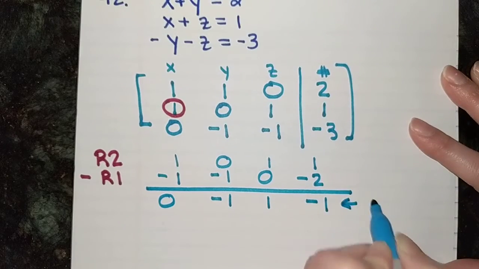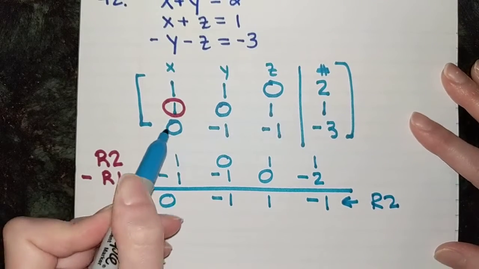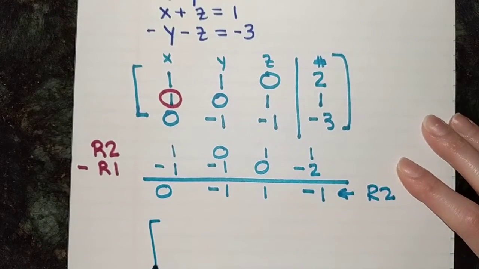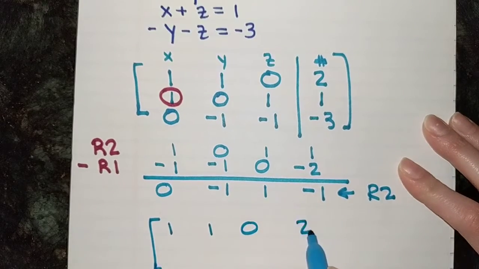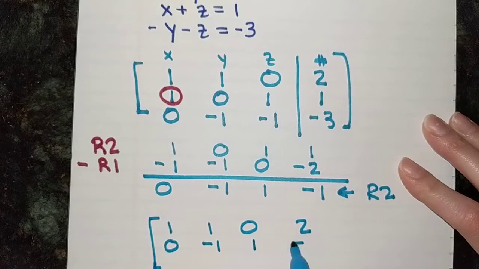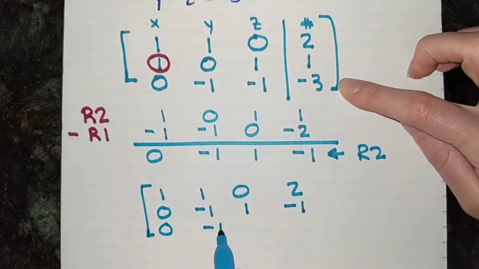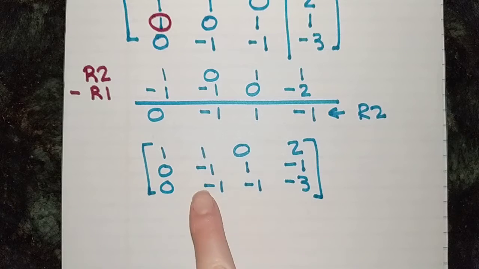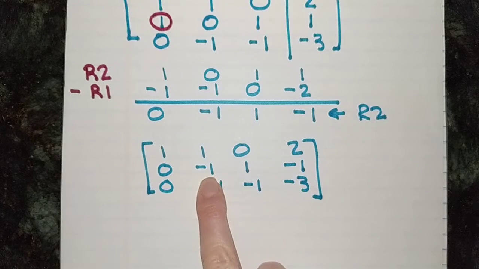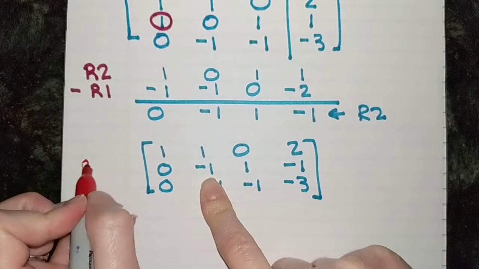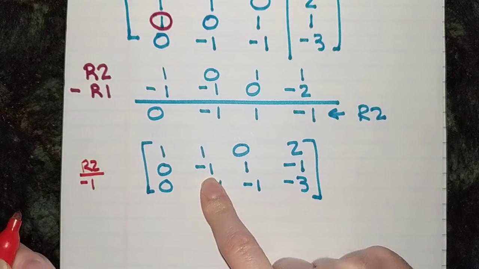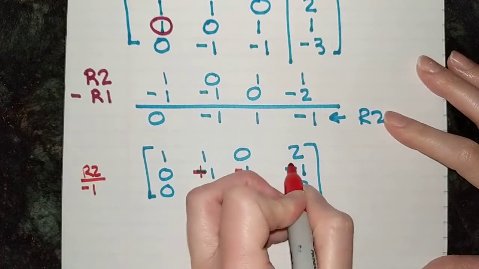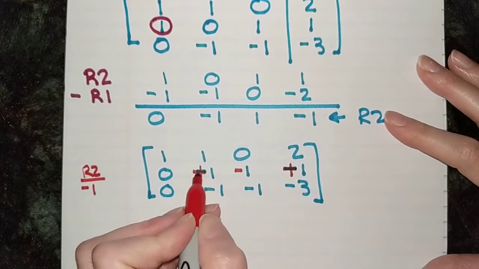Okay, so this is now our new row 2. And you'll notice row 3 also has the 0, so that is good. And so we'll put this together as 1, 1, 0, 2, 0, -1, 1, -1, and then row 3 just stays as it was. Okay, so now we focus on row 2 and we want to get a leading 1 there. And to get a leading 1 for row 2, you basically need to multiply or divide by -1. And that's going to change all of the signs. So what I could do is just write this as a plus, negative, plus sign. Okay, so now I have the leading 1.